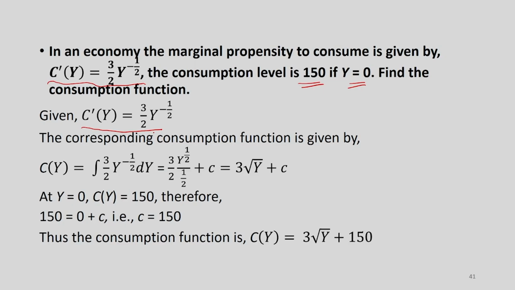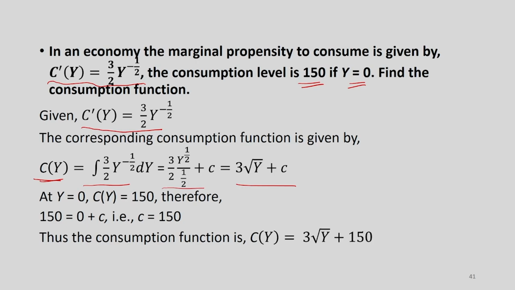The C prime of y, that is the marginal propensity to consume, is 3 divided by 2 y to the power minus half. Now, as we know, the marginal propensity to consume is found out by taking the first derivative of the consumption function. So, the consumption function is given by the integration of this MPC. We are taking the indefinite integral, and we just use the power rule, and I will get this form: 3 root over y plus small c. Small c is the constant of integration.